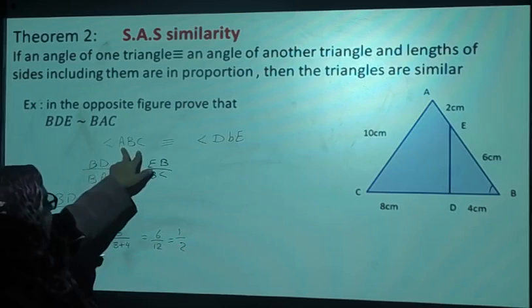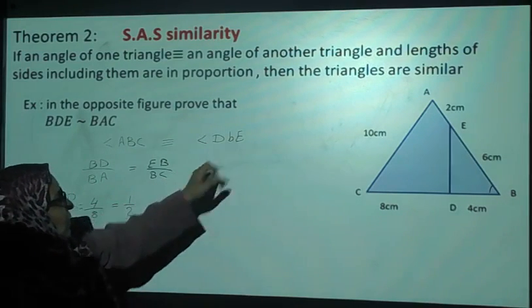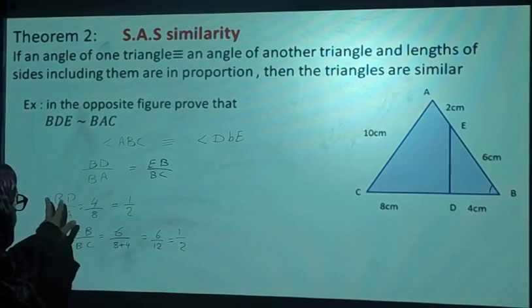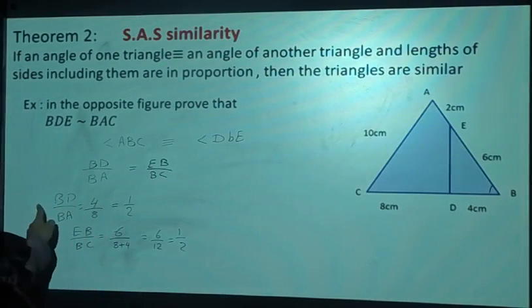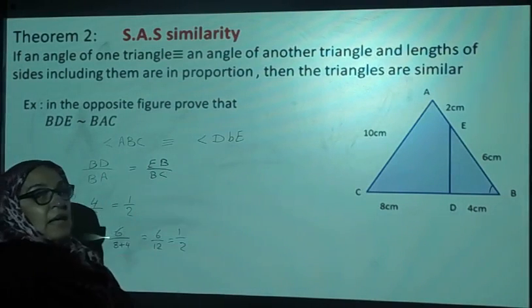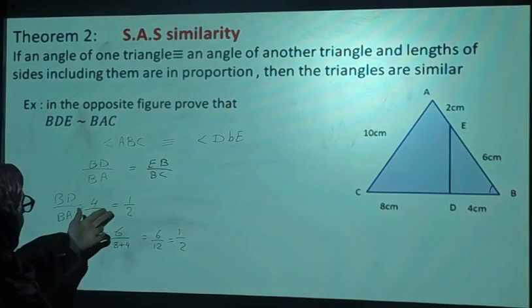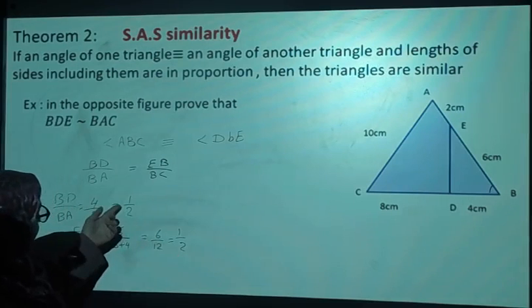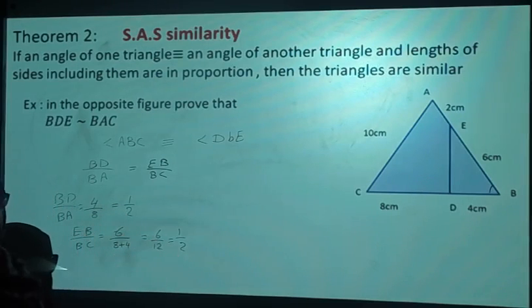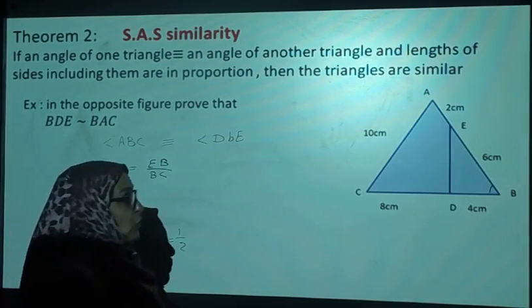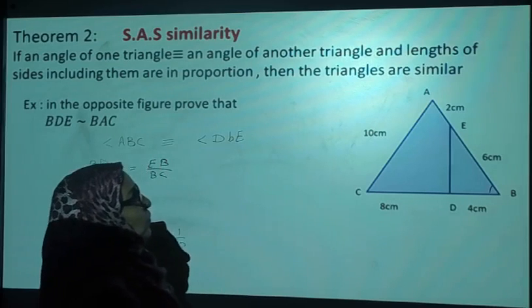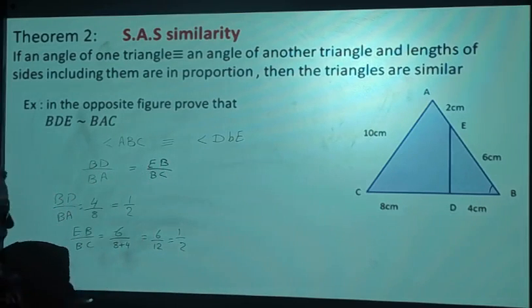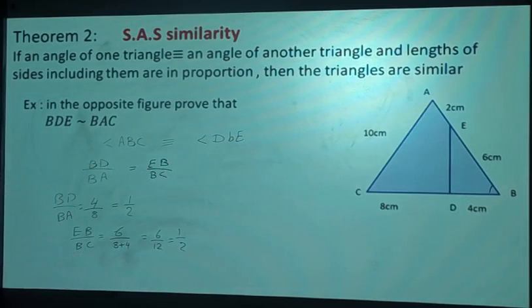So I have an angle congruent to another angle in the two triangles, and I have the two sides that contain these angles in proportion. Why? Because they have a fixed ratio here. It is a constant ratio, so they are in proportion. Therefore, the two triangles are similar to each other.